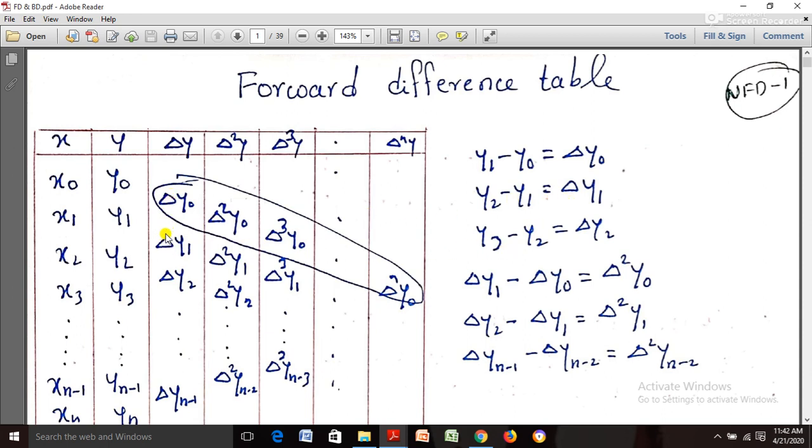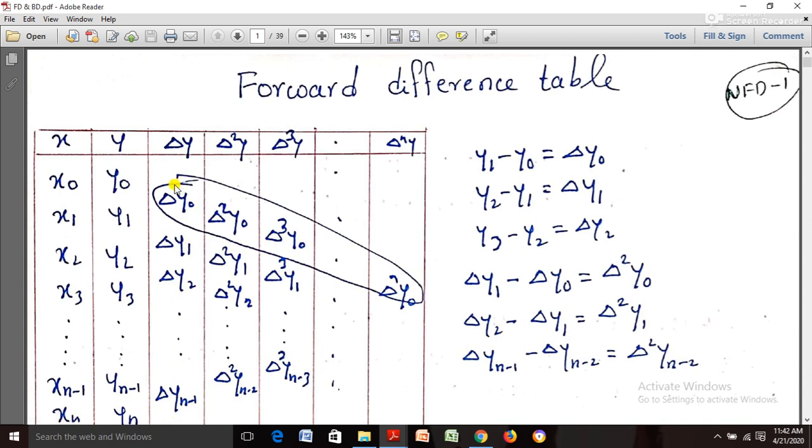Delta y1 is equal to y2 minus y1. So y2 minus y1 means delta y1, then automatically delta y2 is y3 minus y2, and so on up to delta yn minus 1, which is yn minus yn minus 1. So the first difference is prepared.